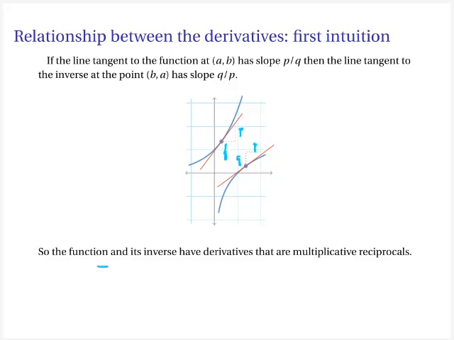So a function and its inverse have derivatives that are multiplicative reciprocals. You multiply the two of them together, you get a 1. Said another way, the one is 1 over the other.